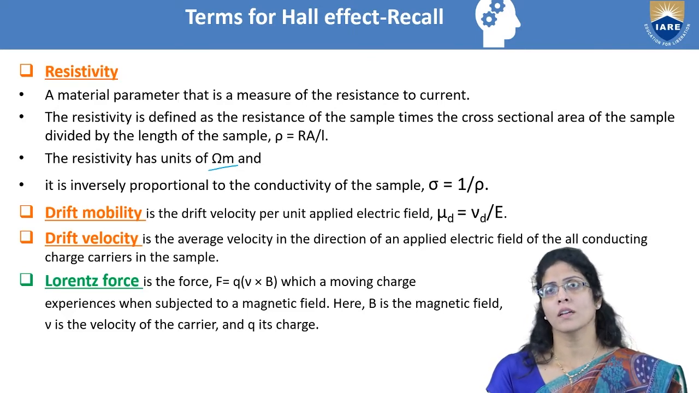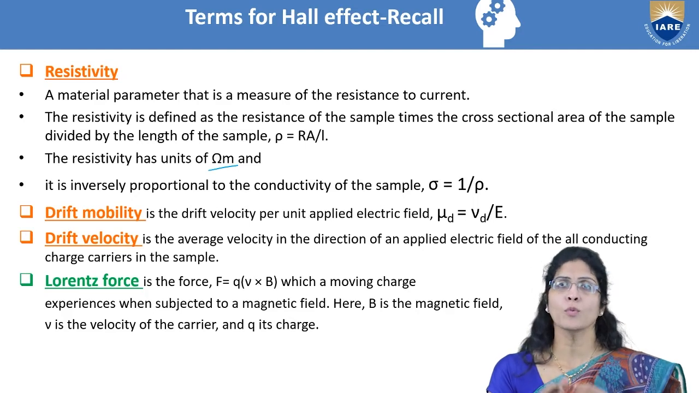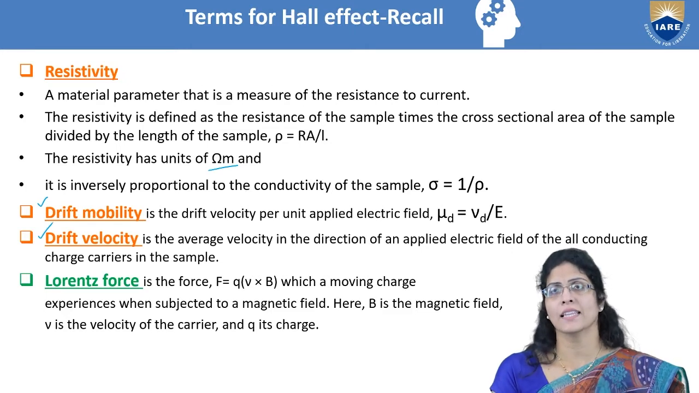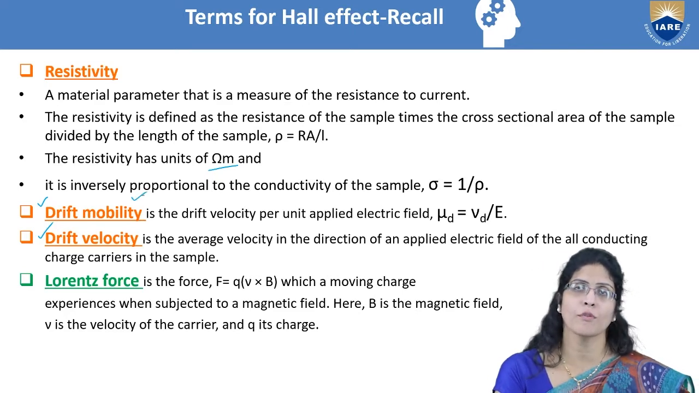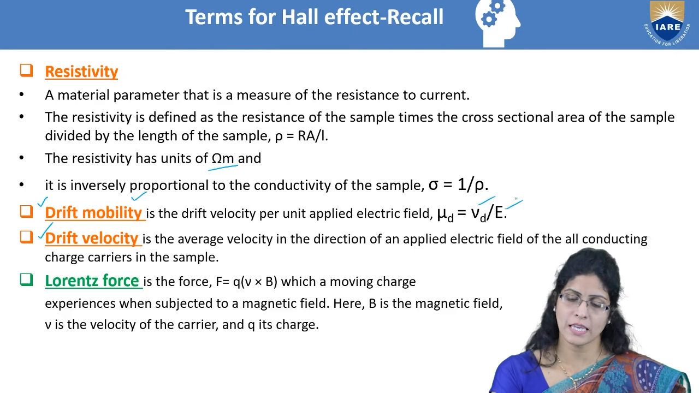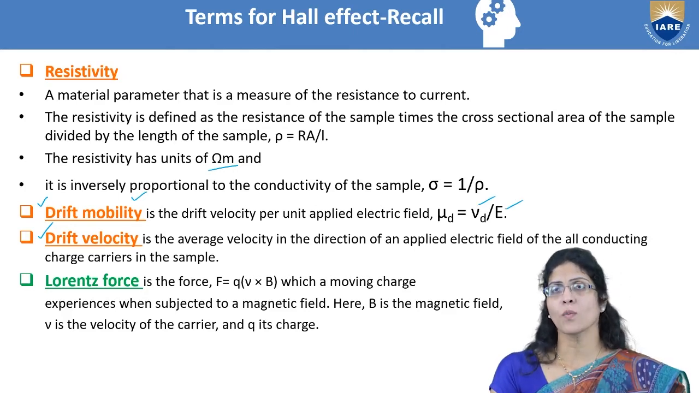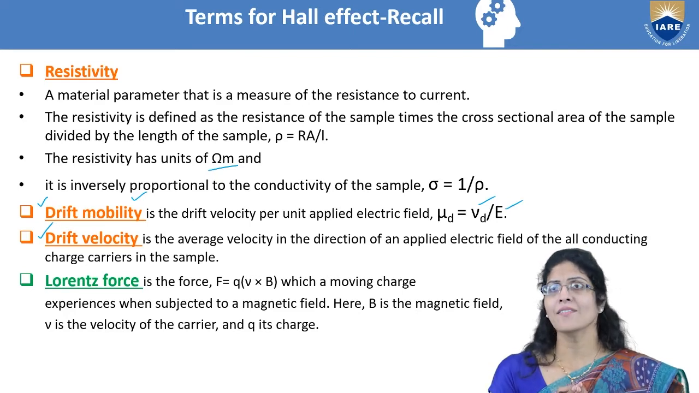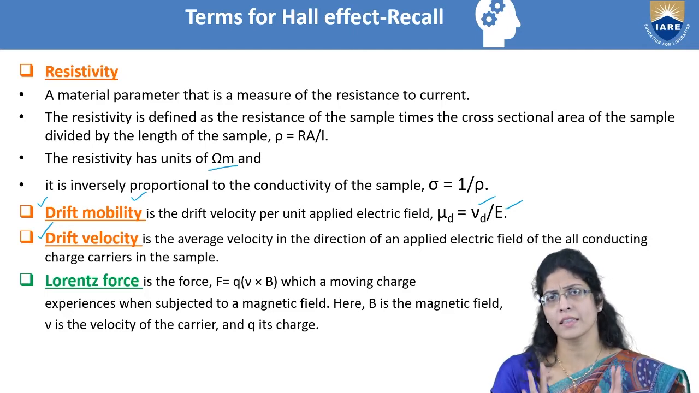So now comes the movement of the charge carriers. Based on the movement of the charge carriers, you will have to understand these two concepts, which are drift mobility and drift velocity. If you take the drift velocity per unit applied electric field, E, you get the mobility of that particular material. And the drift velocity, what is it? When you are applying an electric field, the average velocity along the direction of the applied field of all the charge carriers in the sample is known as the drift velocity of that sample.